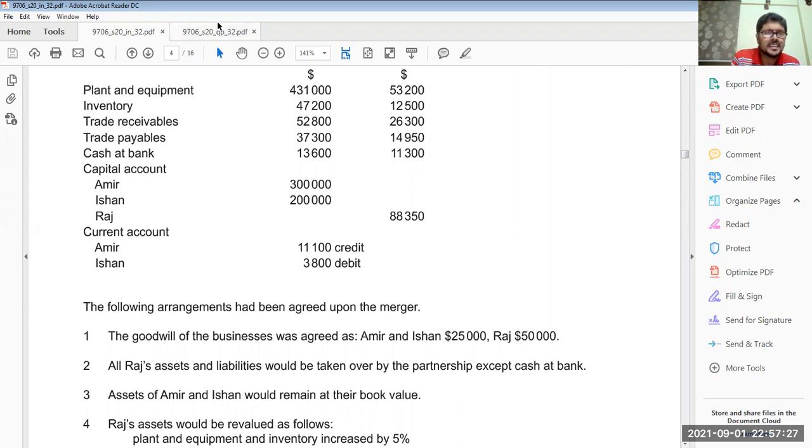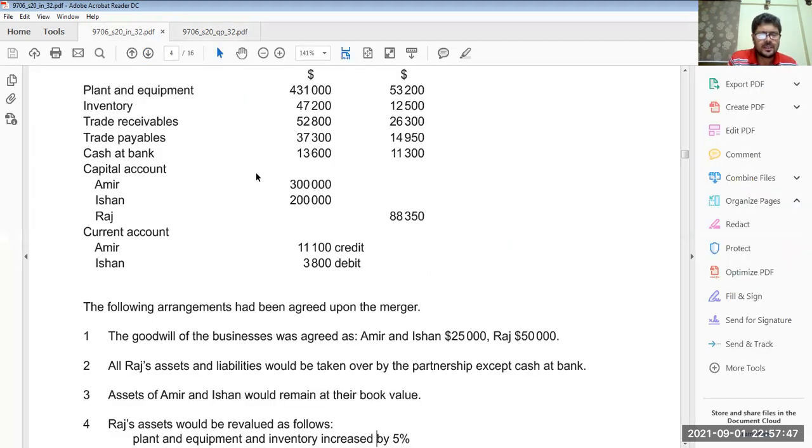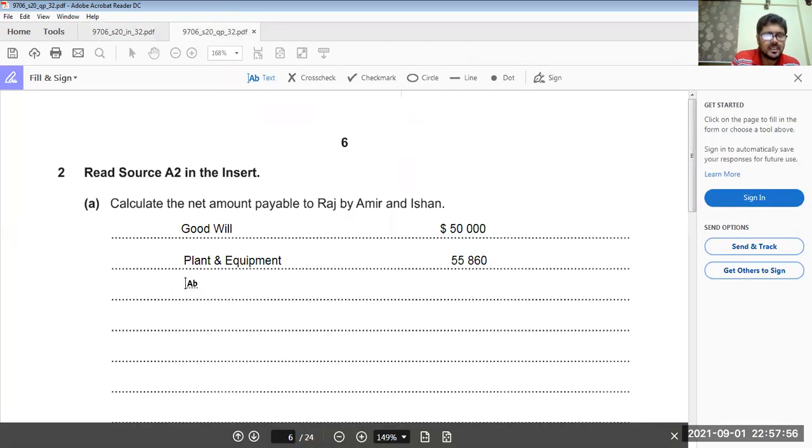Okay, that is plant and equipment. Inventory 12,500 increased by 5%. 12,500 multiplied by 105% is 13,125, the value of inventory, so roughly 13,000.